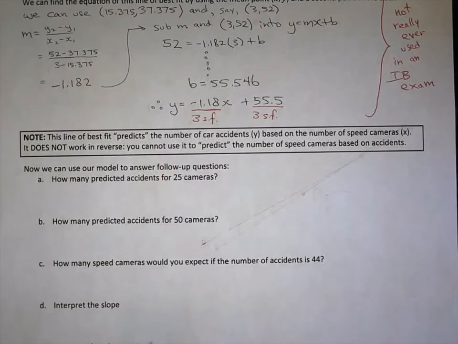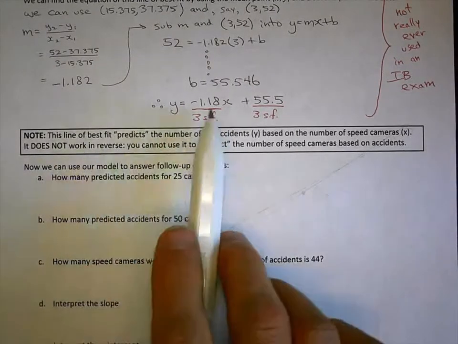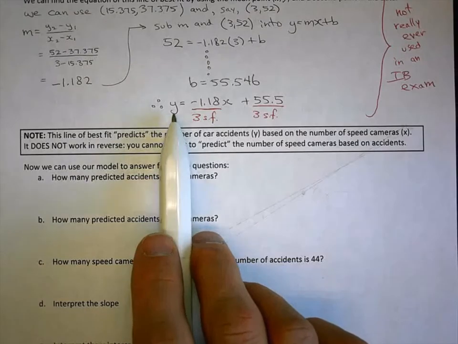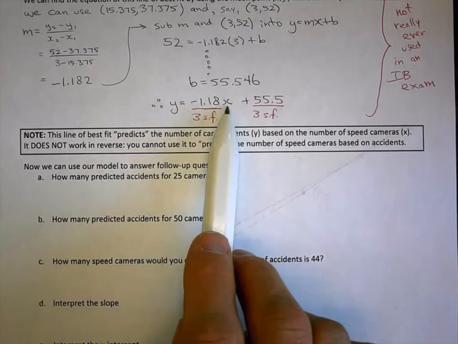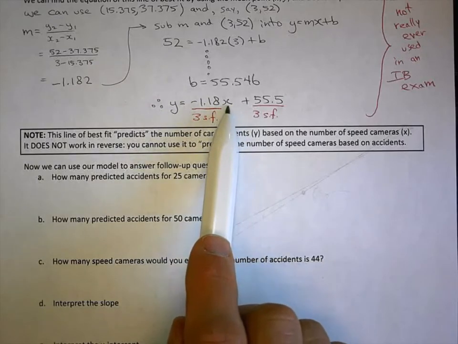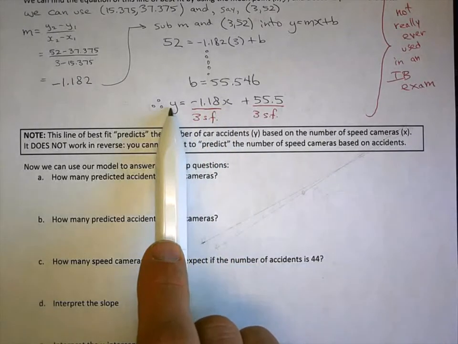This is the part that I want you to pay attention to and be really careful with, because these questions do come up on IB tests. The first thing to note is this line of best fit is y in terms of x. This allows us to make predictions for y if I know the number of x, the number of speed cameras. If you plug in x equals 5, it'll spit out the number of accidents.